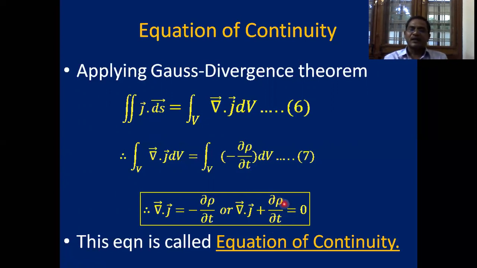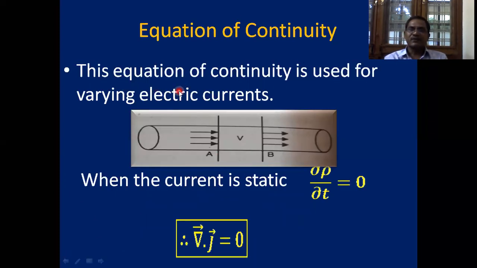Here the dou rho by dou t term will become 0 in the case of static current or steady current. So this equation of continuity, del bar dot j bar plus dou rho by dou t equal to 0, is used for varying electric currents. But when static current or steady current is flowing through the conductor, what is meant by static current? If you consider two normal cross sections at points A and B, whatever amount of current enters at cross section A, the same amount of current will leave at cross section B.